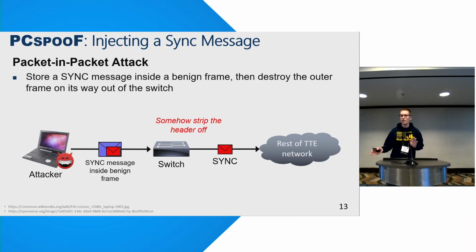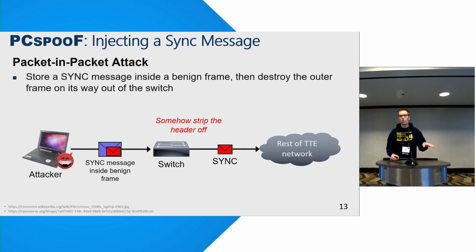So fortunately or unfortunately, depending on your perspective, it's not that easy to inject a malicious sync message into a TTE network from some non-critical node. And that's because the switches are smart. They know that this message should only ever be generated by a TTE switch. So if it ever comes from some end device, they'll just drop it. So we need some way to trick the switch into forwarding this message that we're actually not allowed to send.